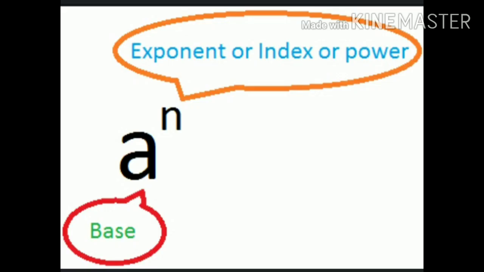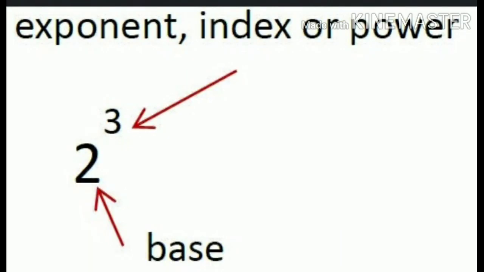Let's learn what is a base and index. In this example, children, a raised to n, a is the base number, n is called exponent or index or power. Let's see the same example with numbers. 2 raised to 3. 2 is the base number and 3 is called exponent, index or power.